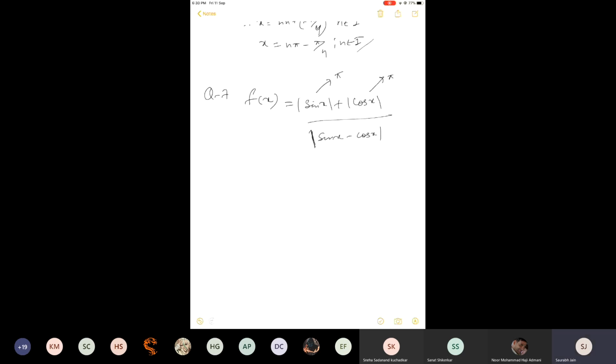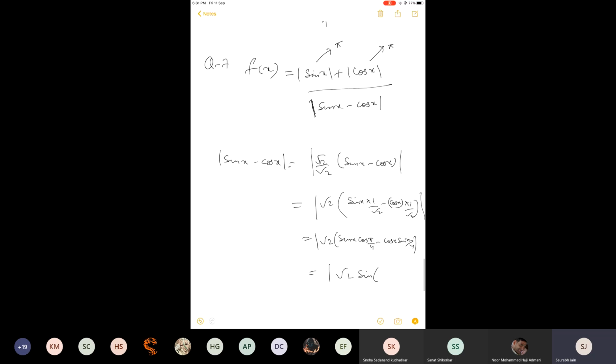Now about the denominator. I can solve this denominator. I'm not changing it, I'm just writing it in some other form, because of trigonometry. Multiply and divide by root 2, keep root 2 here only, and 1 upon root 2 you can take in the bracket. Create the formula of sin a minus b: sin a cos b, and 1 by root 2 is cos pi by 4, cos x sin pi by 4. So this is root 2 sin of x minus pi by 4.